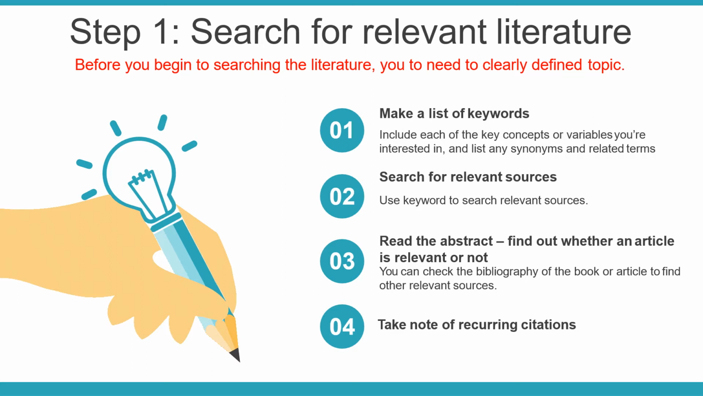And then first, when you get the paper, first thing first, you have to read the abstract. Okay, then when you read the abstract, you will know whether the paper is useful to your topic, useful to your research or not. Find out whether an article is relevant or not. So read the abstract first. You can check the bibliography of the book or article to find the relevant source.